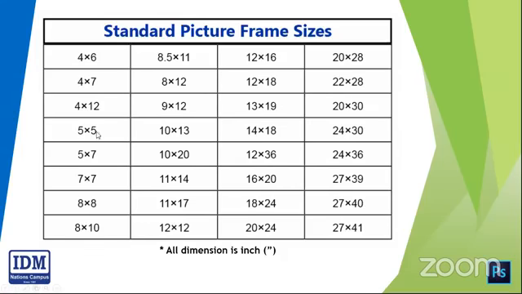So here 5 by 5 means 5 inches by 5 inches. So 4 by 6 means 4 inches by 6 inches. So just this one for your knowledge. And I think many people in the photo studio industry are doing wedding albums and all those things, so maybe it is used for them.